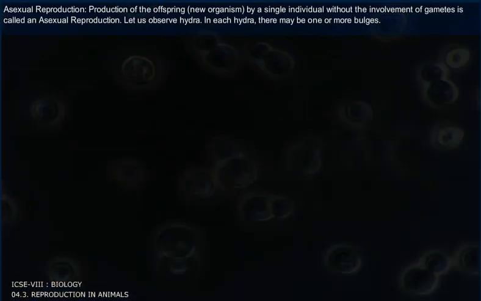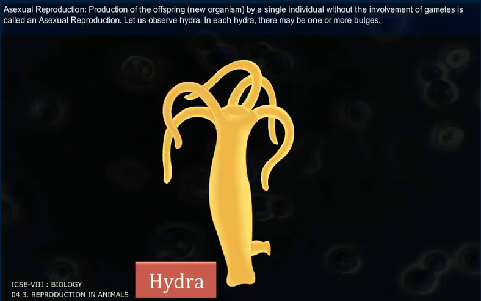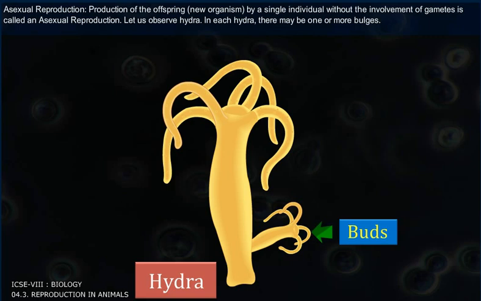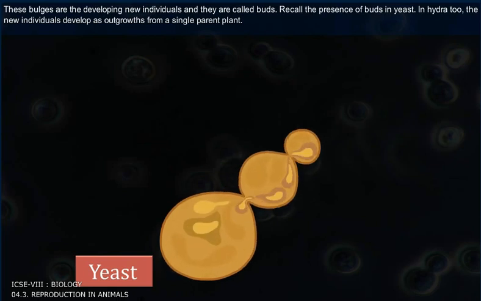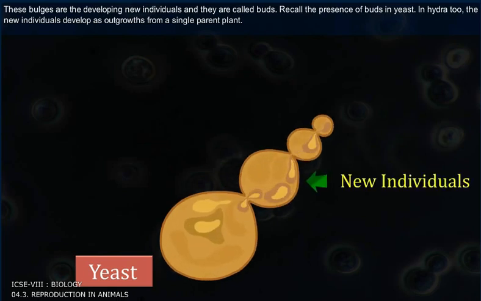Asexual reproduction. Production of the offspring, a new organism, by a single individual without the involvement of gametes is called asexual reproduction. Let us observe hydra. In each hydra, there may be one or more bulges. These bulges are the developing new individuals and they are called buds.